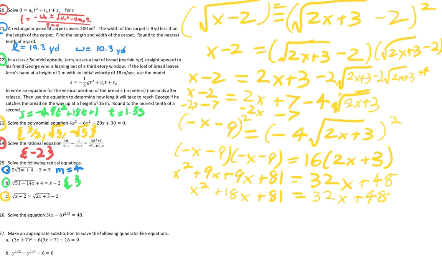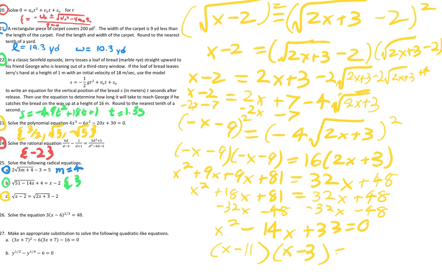I'm going to subtract the 32x and the 48 on both sides, so minus 32x minus 48. We're going to be left with x squared minus 14x plus 33 is equal to 0. So we want to think about what two numbers multiply to give us 33 and add up to give us negative 14. So it's going to be x minus 11 and x minus 3 is equal to 0. So we know that x is going to be 3 and x is going to be 11, right?